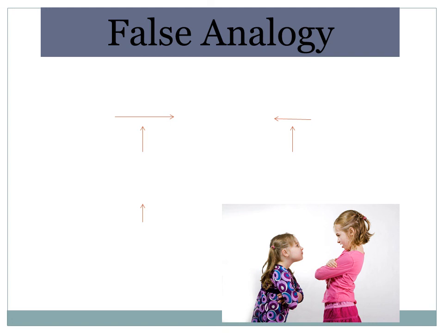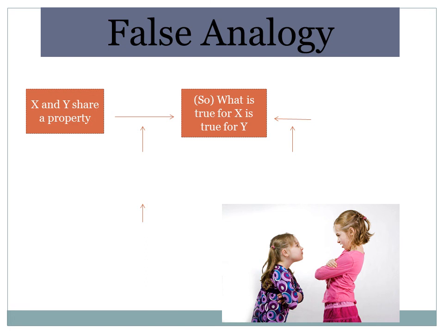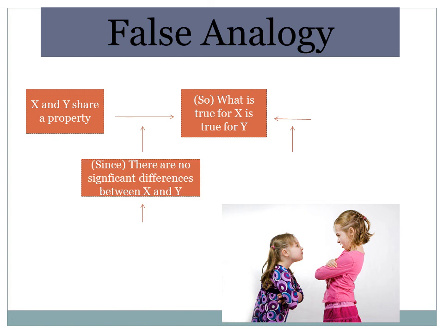Okay, begging the question was hard. False analogy is going to be a bit easier. In a false analogy, someone's trying to convince you that what is true for X is also true for Y, and their evidence is that X and Y share some properties. So they create an analogy between two things, and they try to use that analogy to prove to you that what was good for one thing is good for the other thing. The warrant of that argument is that there are no significant differences between X and Y, which isn't always the case.